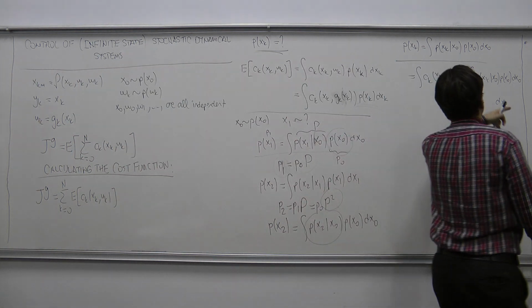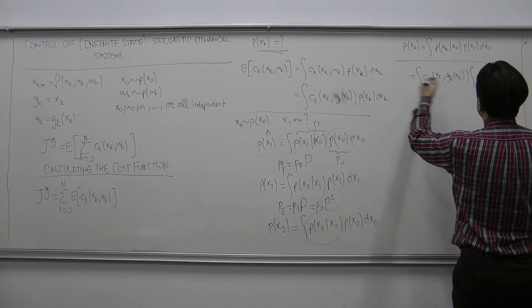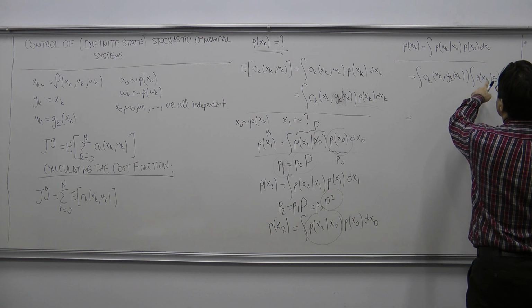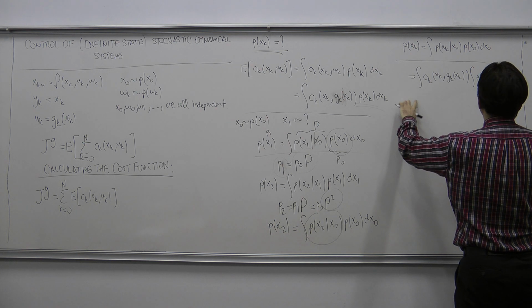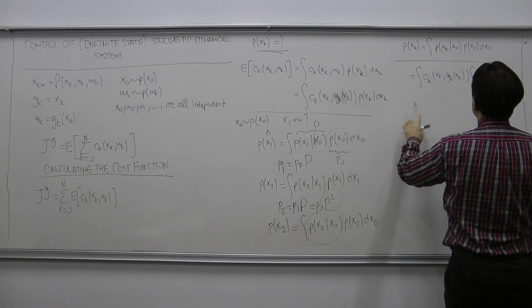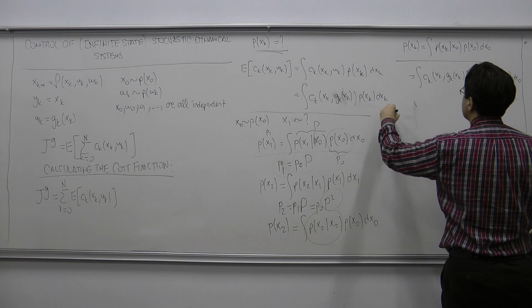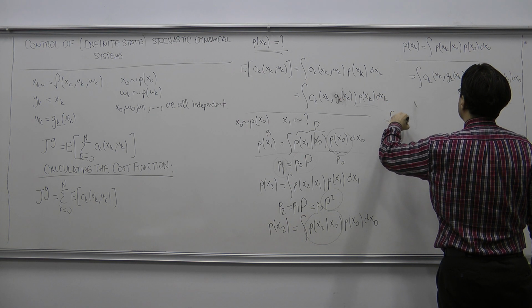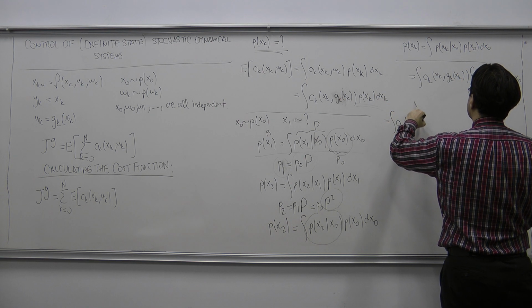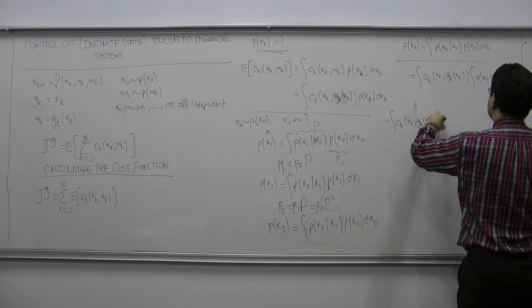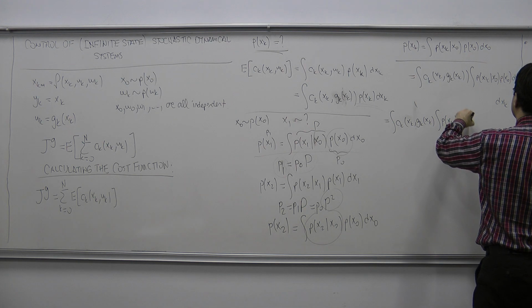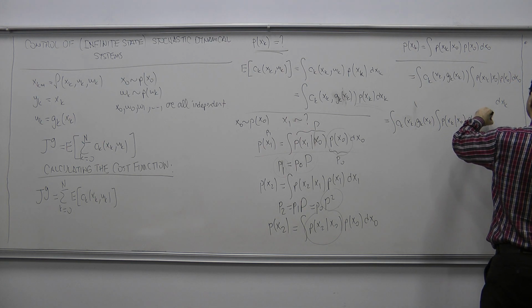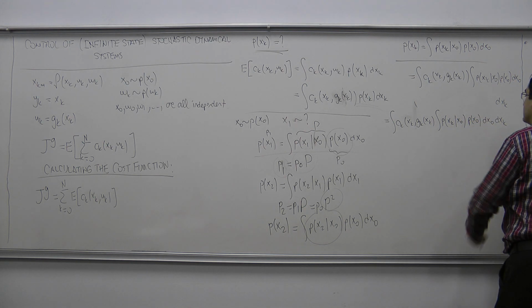So this expectation is therefore nothing but the following. So I would actually write the same thing, but in a neater way. Ck xk gk xk here. And I have the other integral, P of xk given x0, P of x0 dx0 dxk.